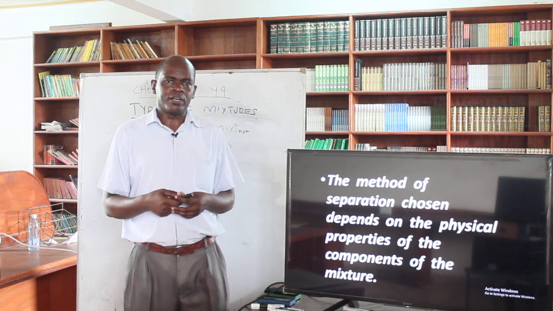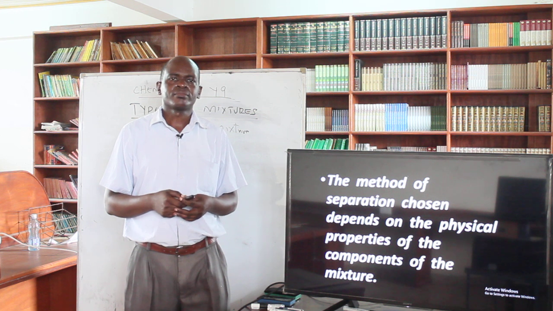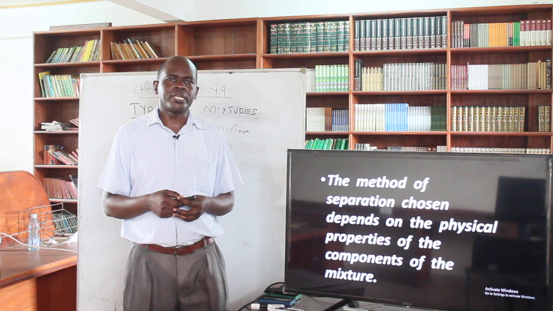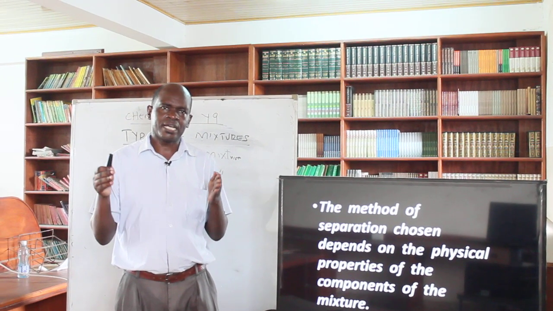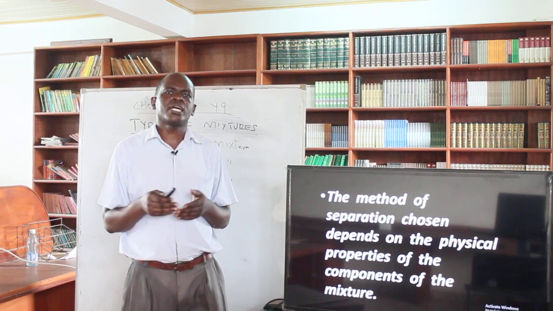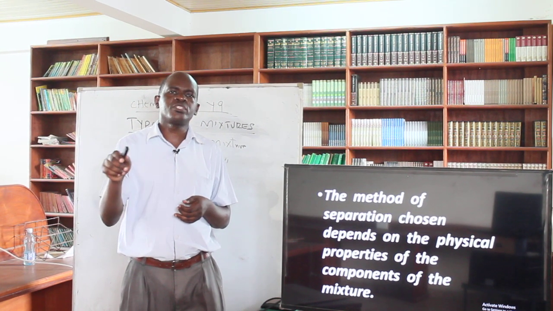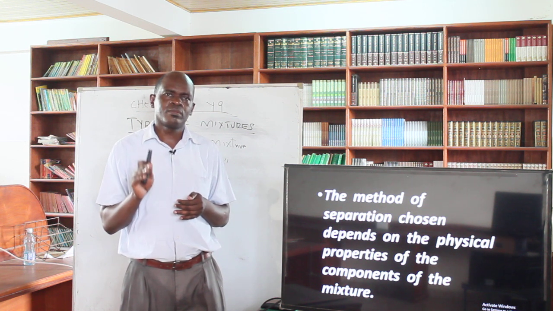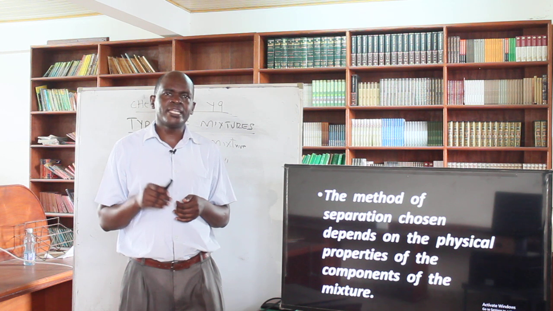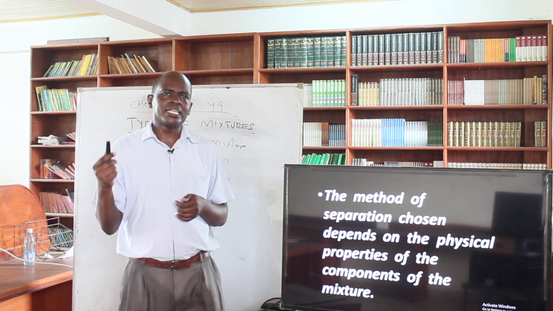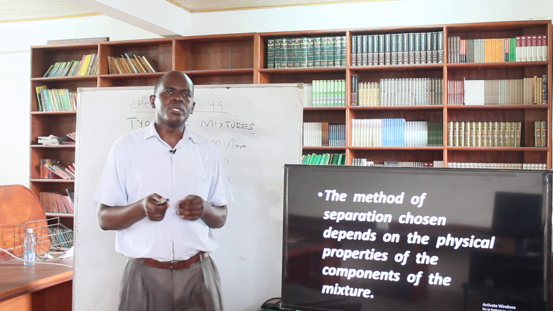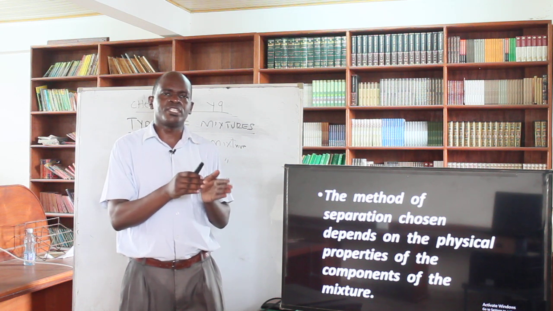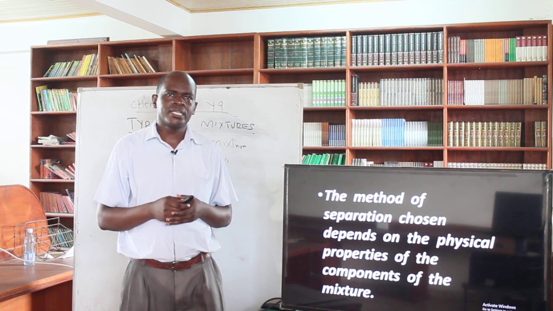Therefore, the method of separation chosen normally depends on the physical properties of the components of the mixture. That means that each particular component of the mixture has its own physical properties. Every section of the mixture has its own properties. So because of that, when we are deciding the method of separation, normally we look at the physical properties of the different components that form the mixture.